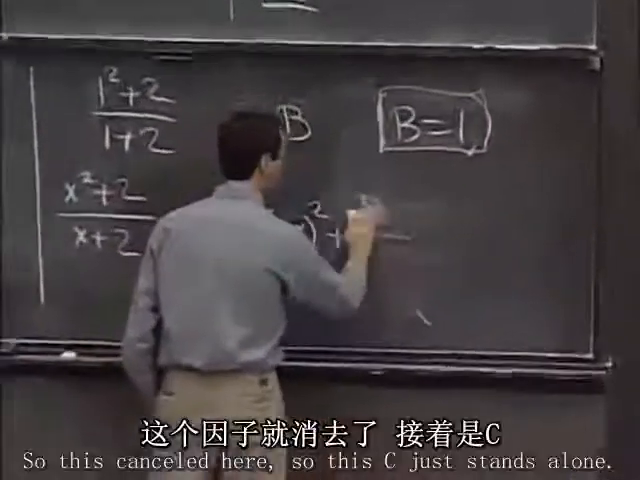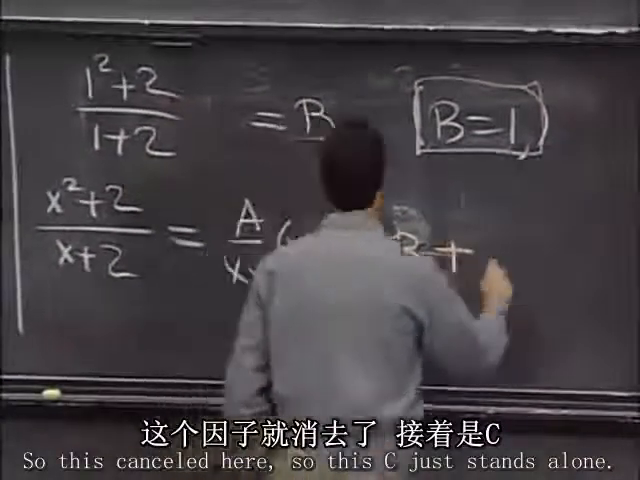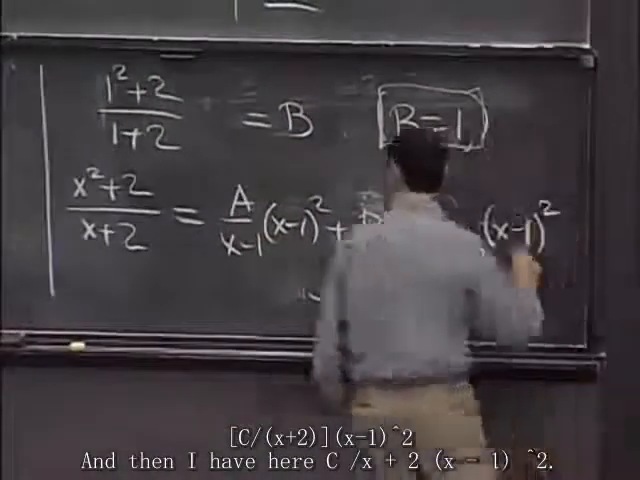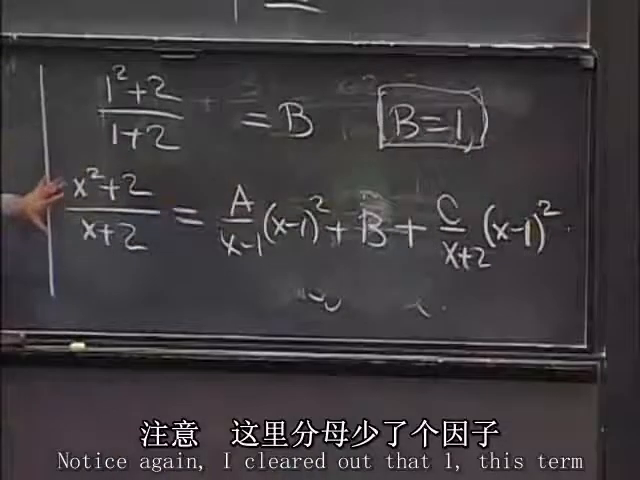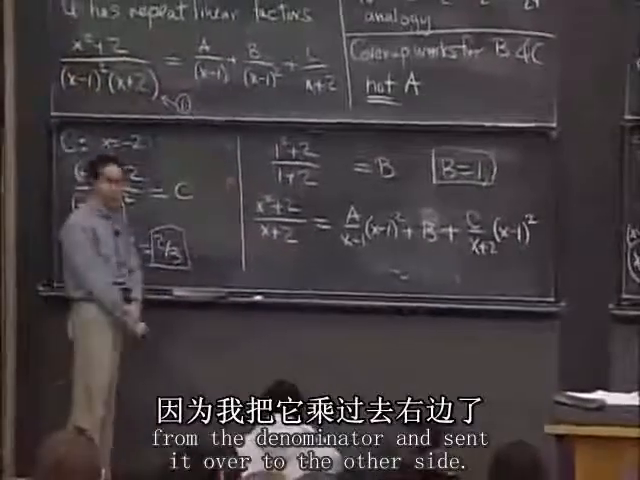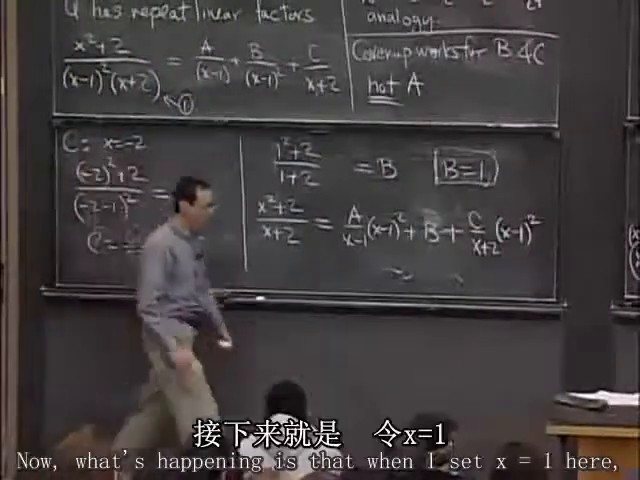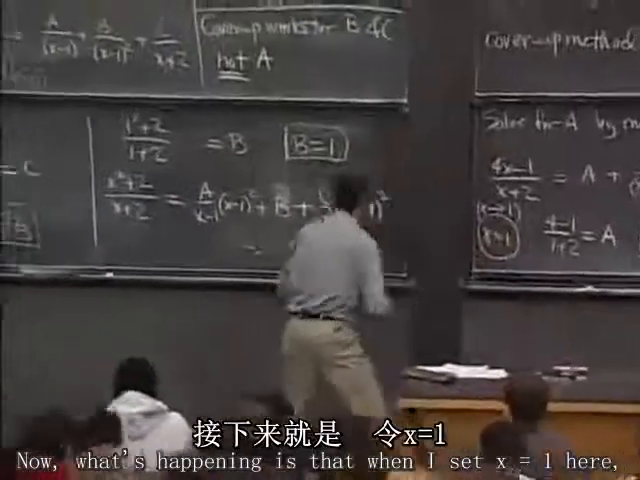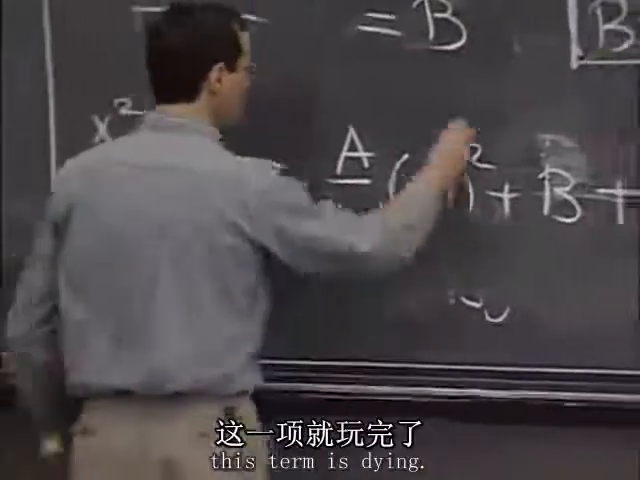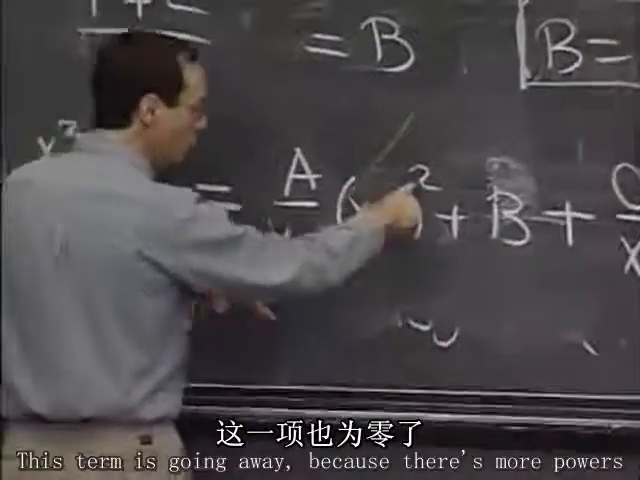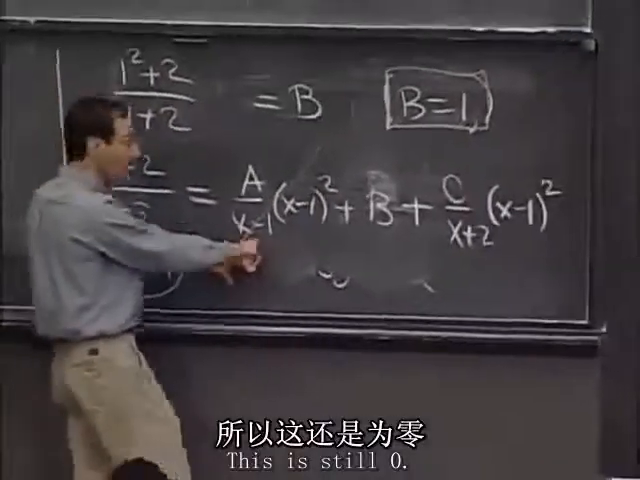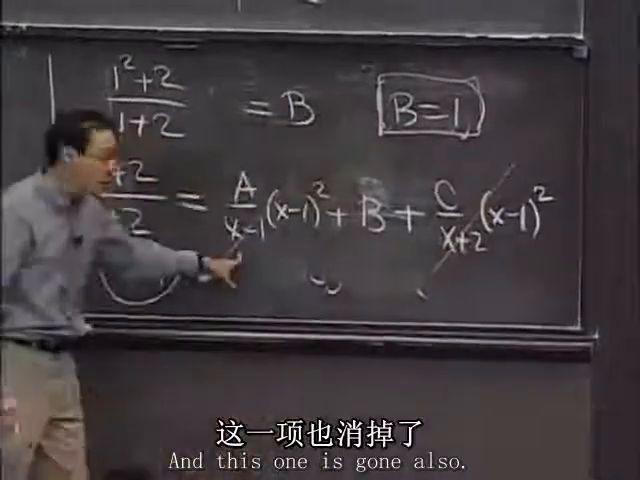So this canceled here, so this b just stands alone, and then I have here c x plus 2 x minus 1 squared. Now notice, again, I cleared out this term from the denominator and sent it over to the other side. Now what's happening is that when I set x equals 1 here, this term is dying. This term is going away because there's more powers in the numerator than in the denominator. This is still 0. And this one is gone also. So all that's left is b.